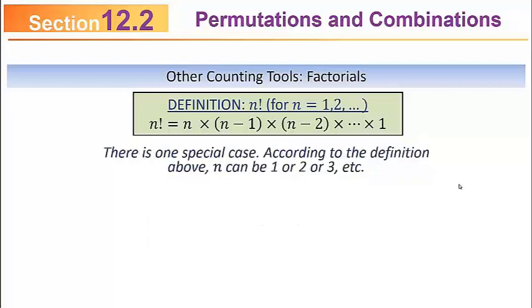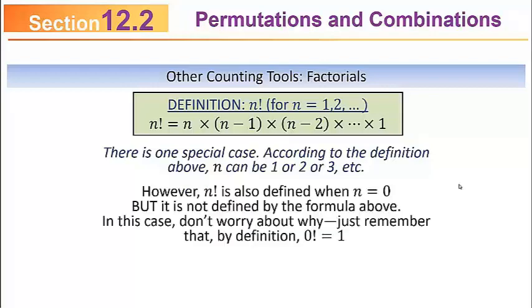There is one special case that we need that doesn't follow that pattern. As long as n is 1 or 2 or 3 or 4 or any counting number, you can use this formula. But there is a need occasionally for us to define what happens when you get 0 factorial. And it turns out that 0 factorial is by definition equal to 1. I'm not going to talk about why. At this point, it doesn't matter. But in order for our factorials to work the way we want them to work, we have to define 0 factorial to be 1. That's the one that you just have to memorize. It doesn't follow the pattern for the others.